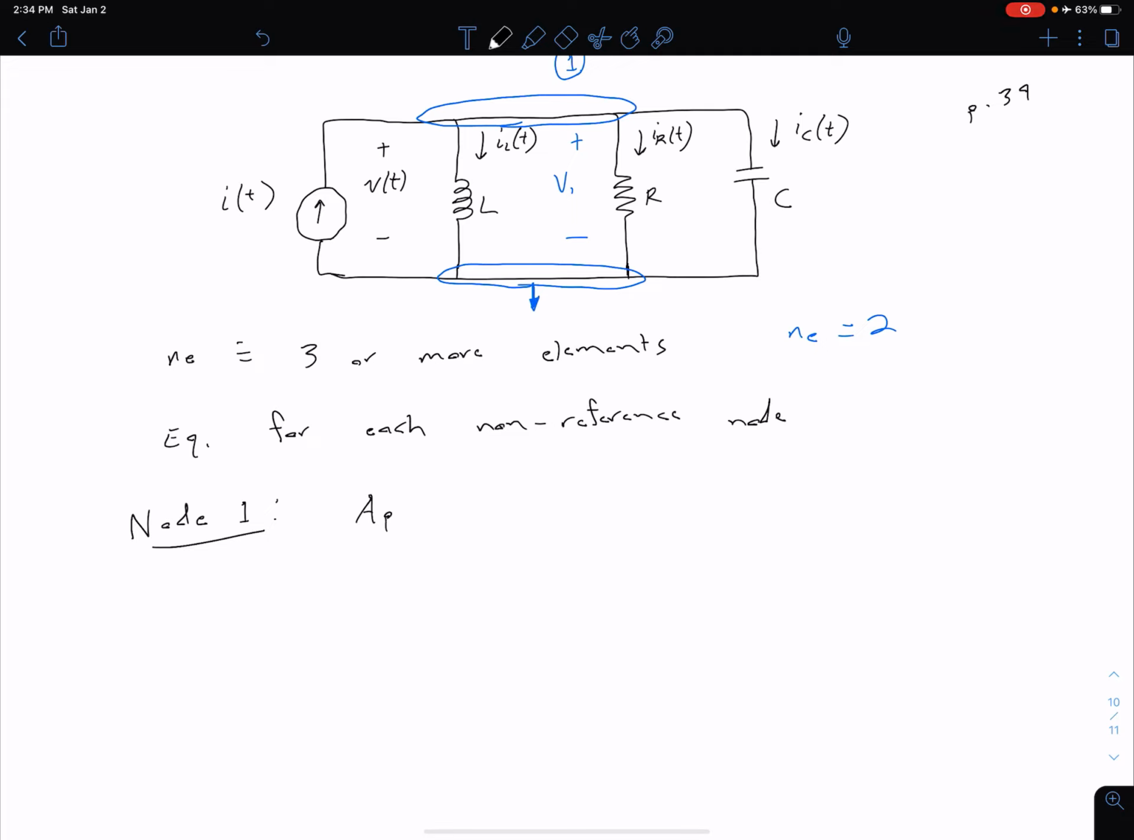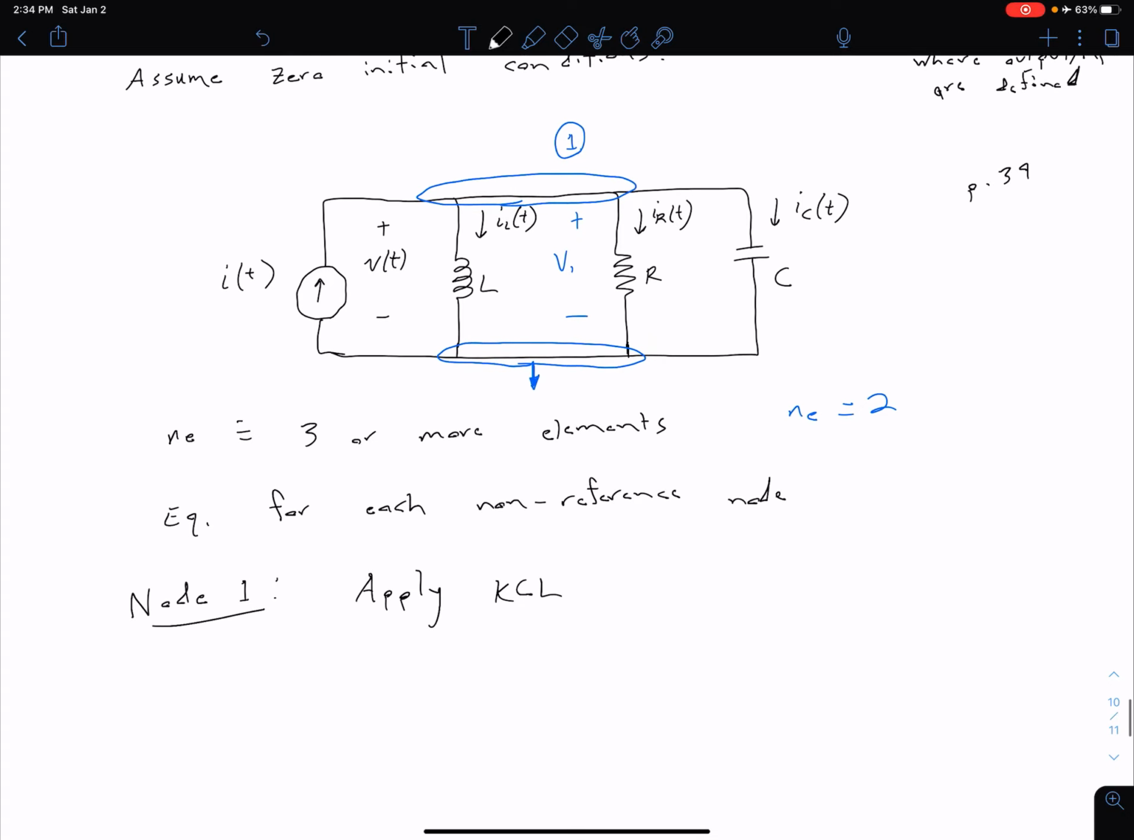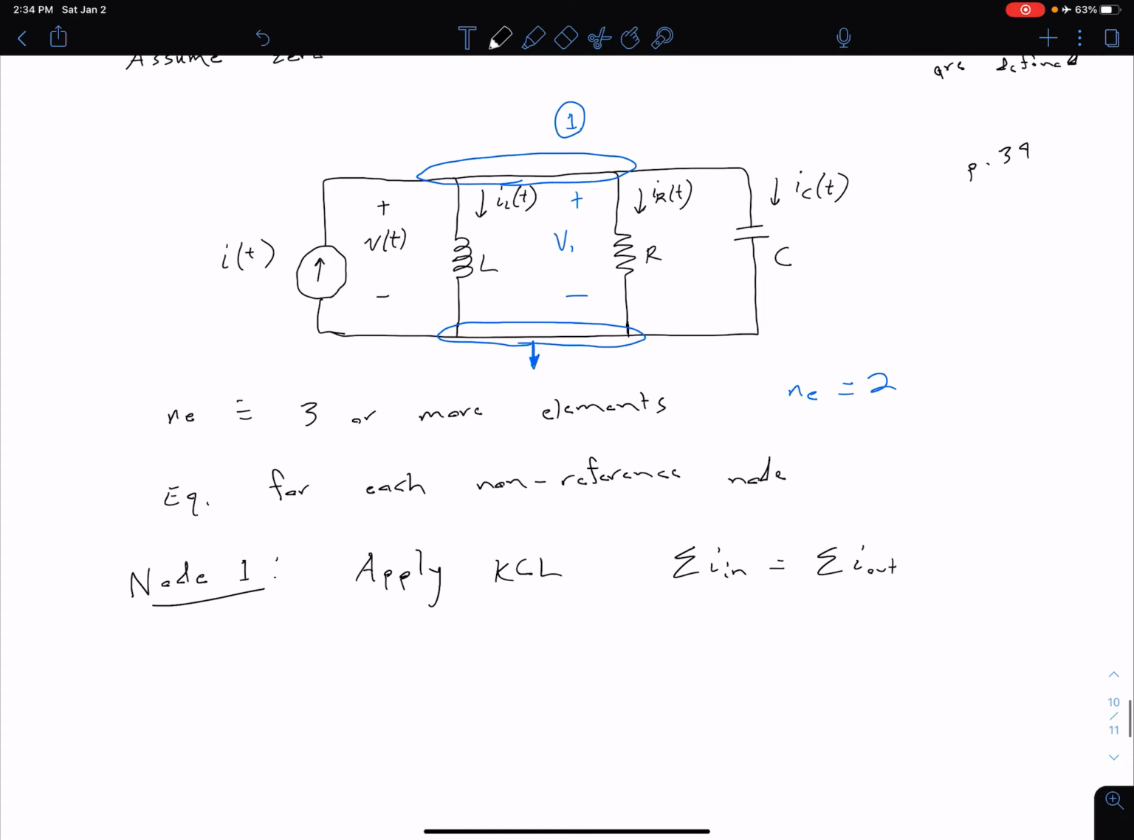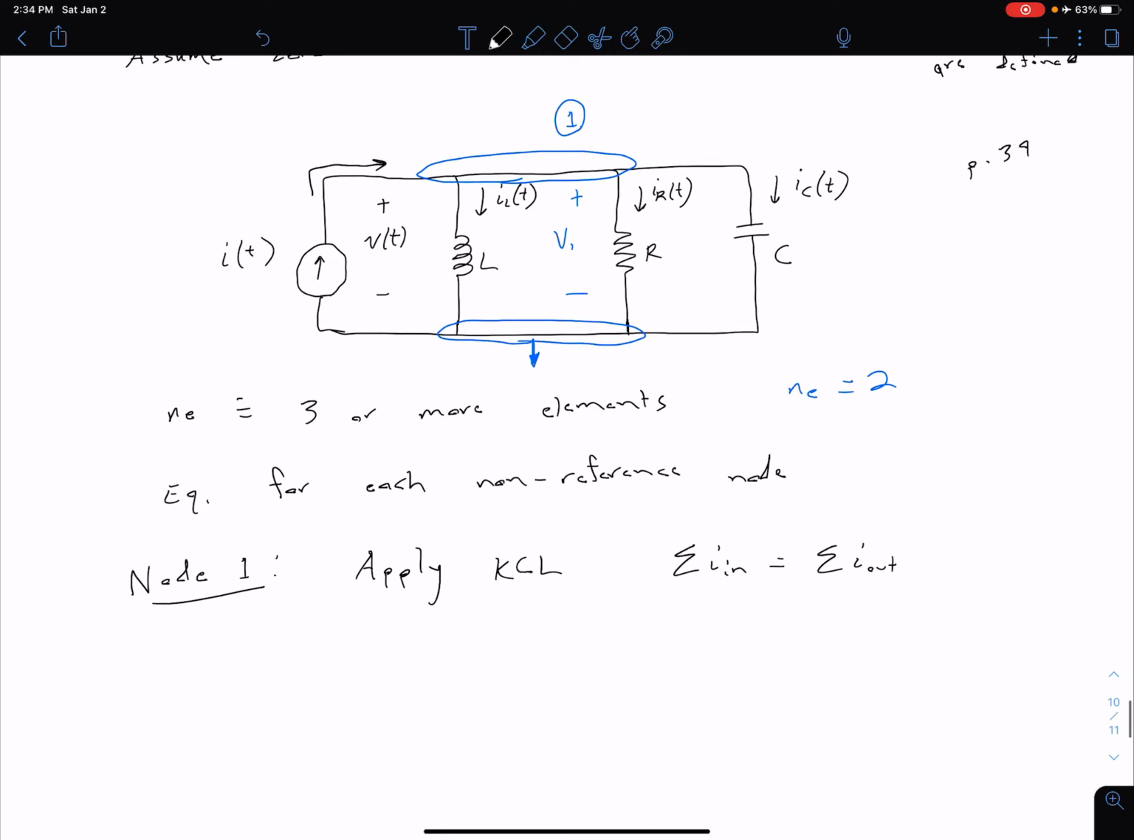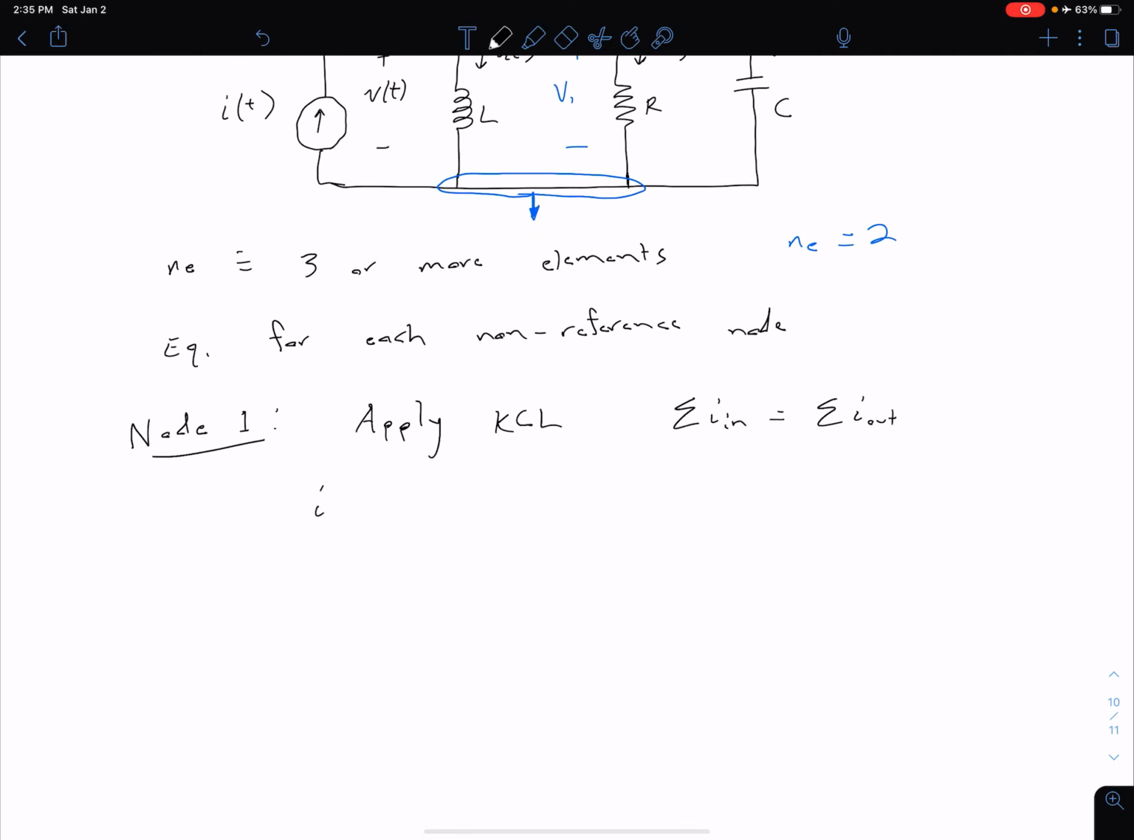What we're essentially doing is applying Kirchhoff's current law. We're going to say the sum of our current in is equal to the sum of our current out. I've got my currents labeled here. We see that this current source is coming into this node, whereas our other three currents, our IL, our IR, and our IC, are all leaving. So I can say our node 1 equation is I of t is equal to I sub L plus I sub R plus I sub C.